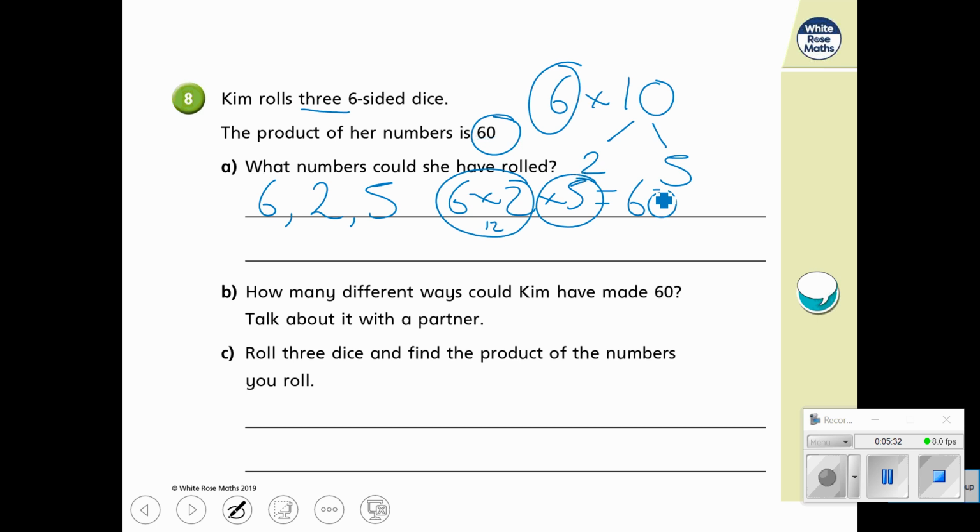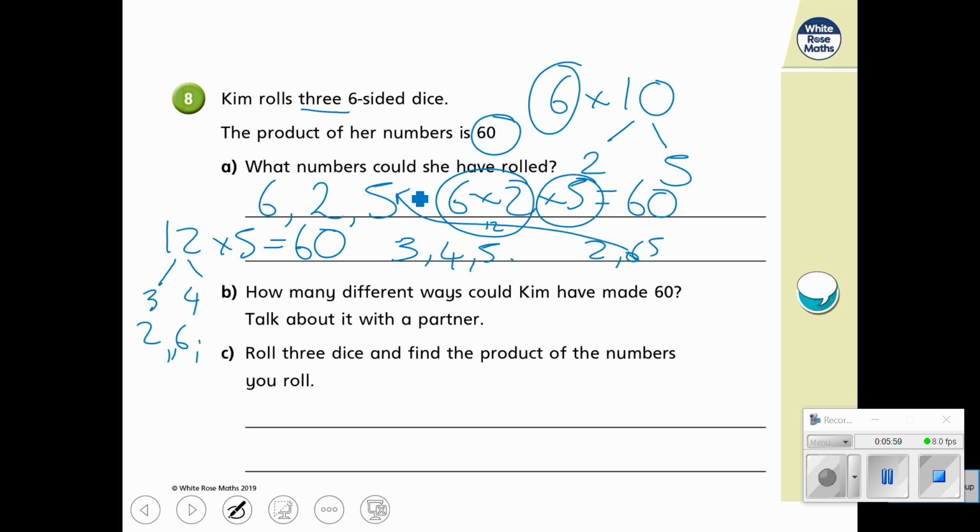Another one I looked at was 12 times 5 equals 60. 12 can be made up of a 3 and a 4. Okay, and a 5. So she could have rolled a 3, 4, and a 5. 12 is also made up of a 2 and a 6. So she could have rolled a 2, a 6, and a 5. But we've already got that one, haven't we? That's the same as the one we have there.